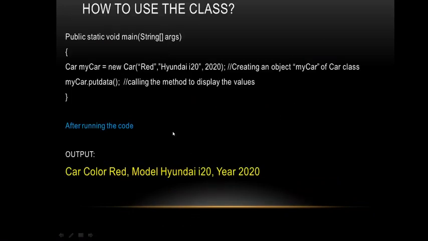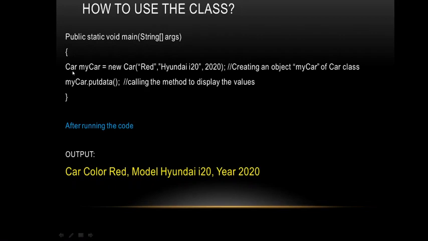How to use the class? We have created the class, so that class must be used by a method. So main, actually this main is the main method of the Java program. So how to write this coding? public static void main(String[] args).